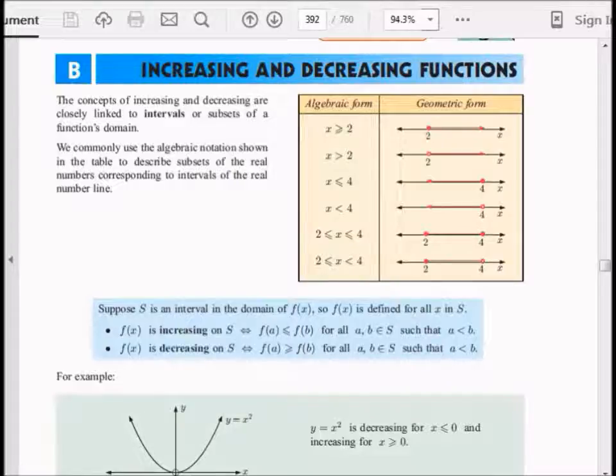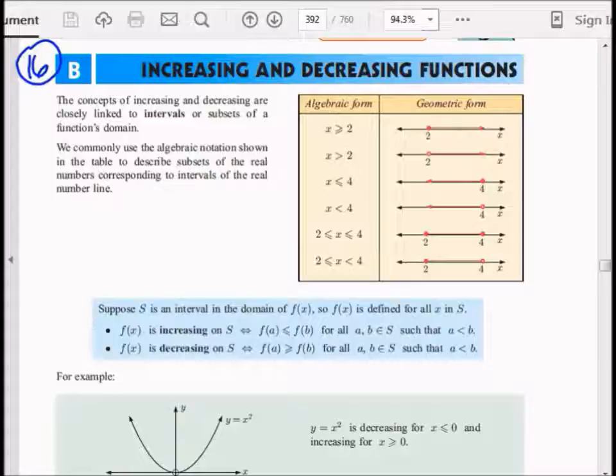Section 16b, we're looking at increasing and decreasing functions. So we're getting used to what these words mean. As it says here, the concepts of increasing and decreasing are closely linked to intervals. We need to take a look and refresh ourselves on how intervals work in the notation that we use.